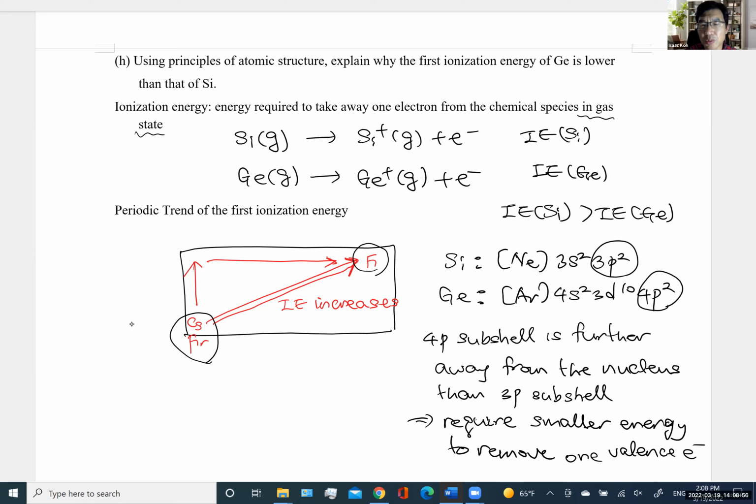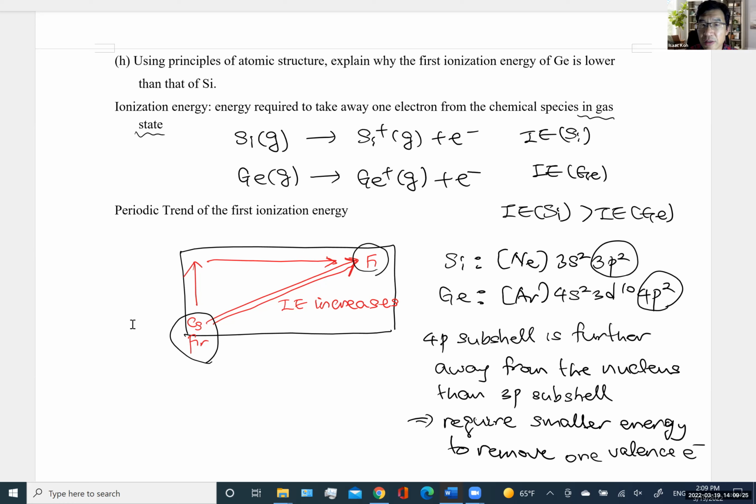And in the same group, when you go up, the size is getting smaller. It takes more energy to take out electron. In the same period, when you move to the right-hand side, generally speaking, ionization energy increases because there are more protons in the nucleus. There is higher interaction, higher attraction to the valence electron. So based upon this periodic trend, we can explain it.